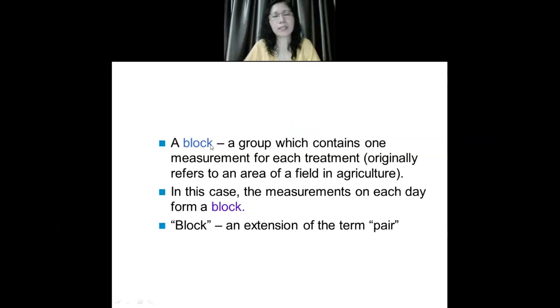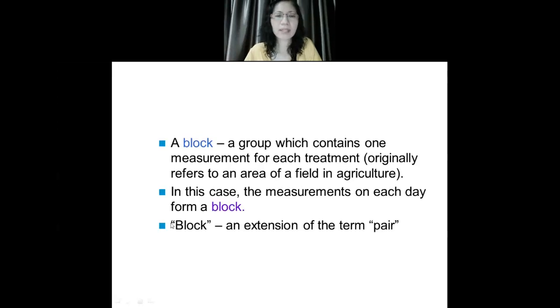Now what is a block then? A block is a group which contains one measurement for each treatment. Originally, this word treatment refers to an area in a field in agriculture where a treatment of fertilizer A, fertilizer B, fertilizer C, or pesticide A, pesticide B, pesticide C are used. That's why it's called treatment. In this case, the measurement on each day forms a block.